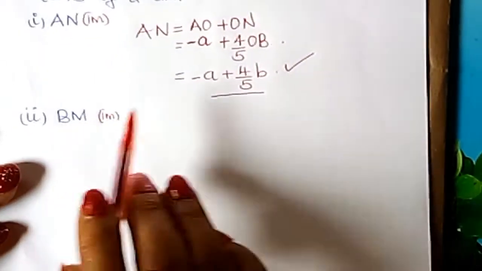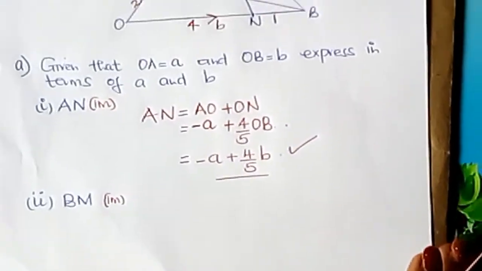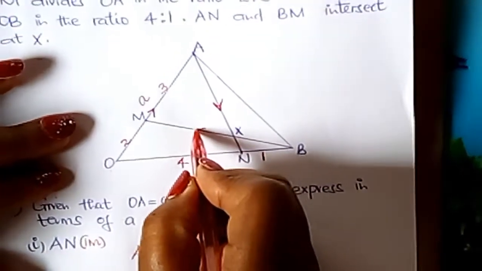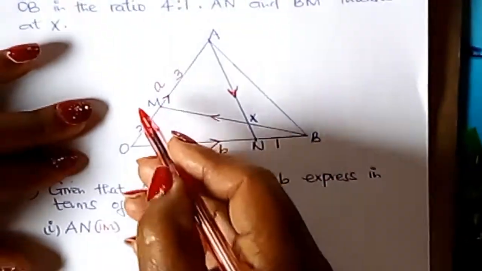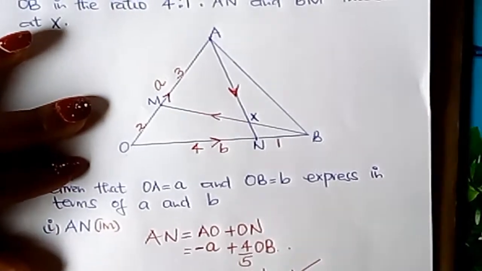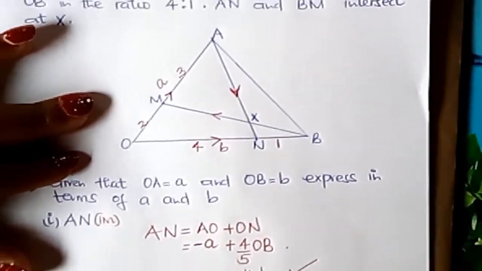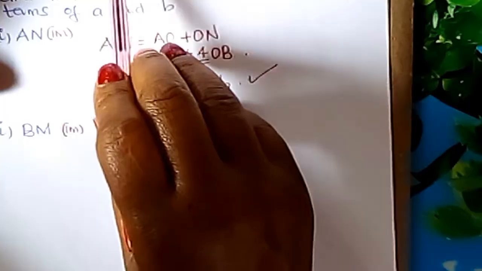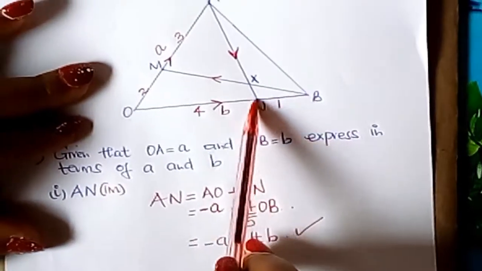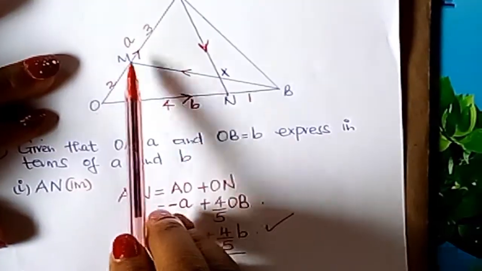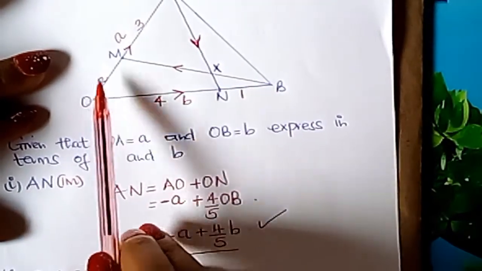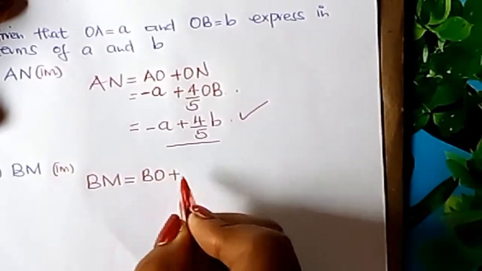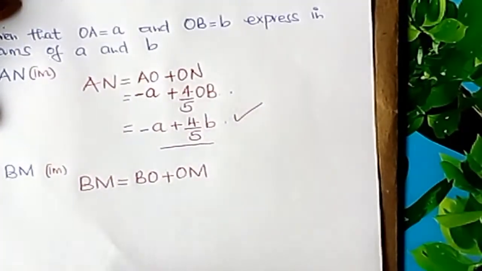What is vector BM? We go to our diagram, learner. We identify vector BM, fix an arrow in the right direction. So what is vector BM? Like you are moving from here to here, vector BM is the same as BO and then OM. Look at that. BO plus OM. So vector BM is equal to BO plus OM. I hope you understand that.